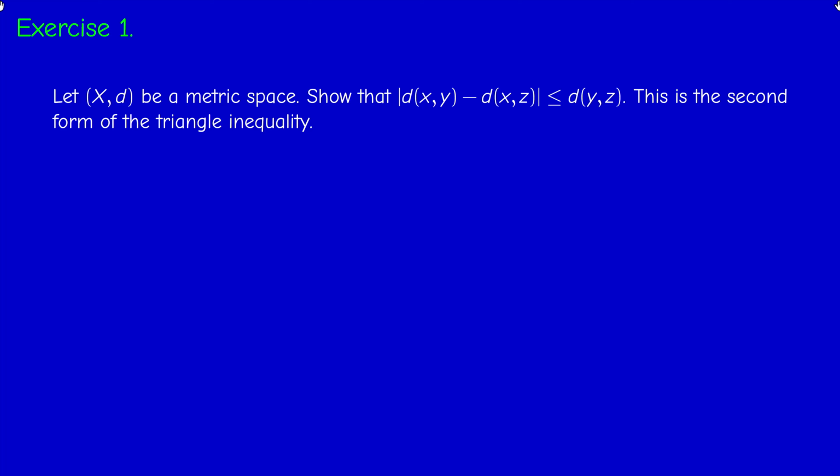First exercise, we have to prove what is known as the second form of the triangle inequality. So if you have a distance d on a metric space on a set X, then we have to show that the difference between d(x,y) and d(x,z) in absolute value is at most d(y,z). Okay, so this looks really like the triangle inequality, but we have absolute values.